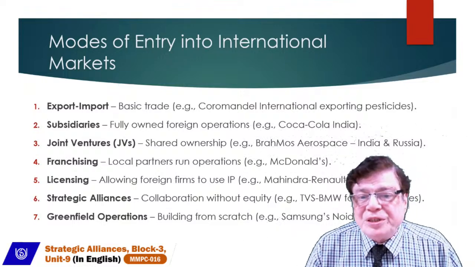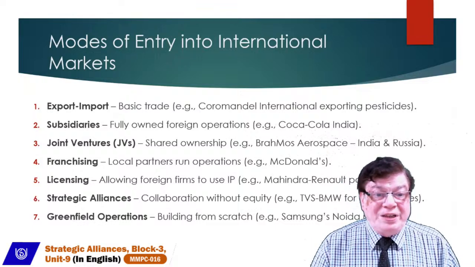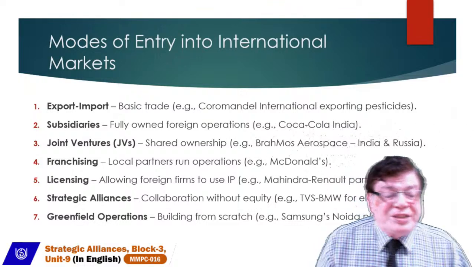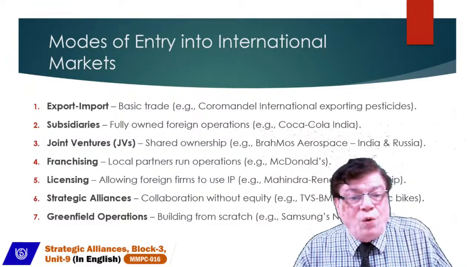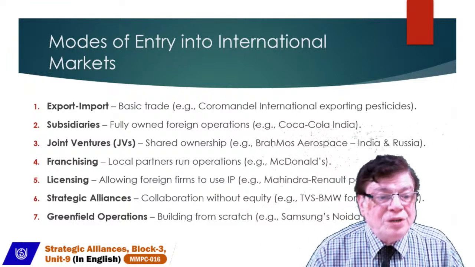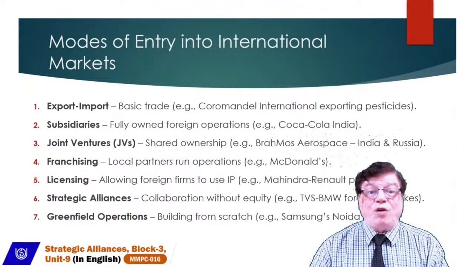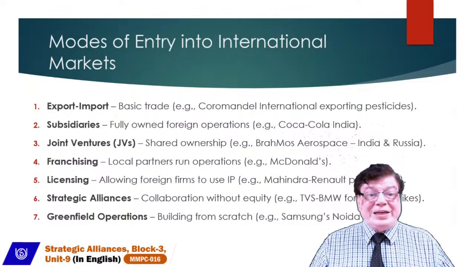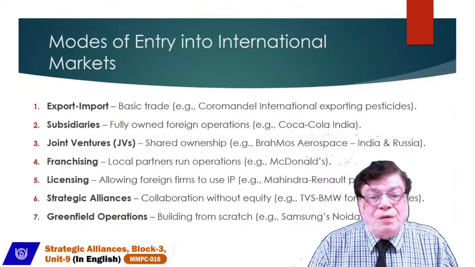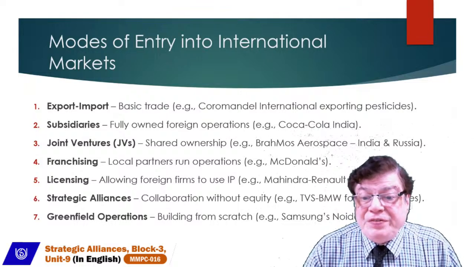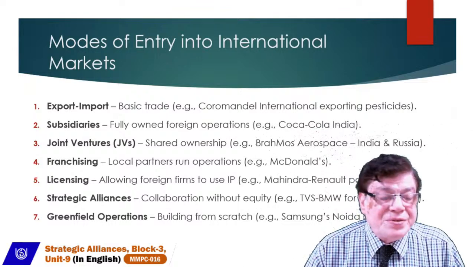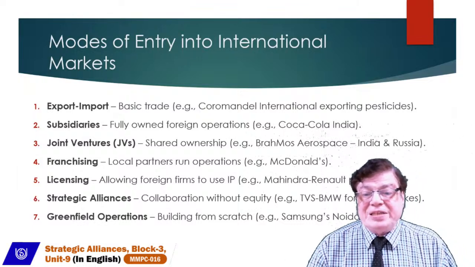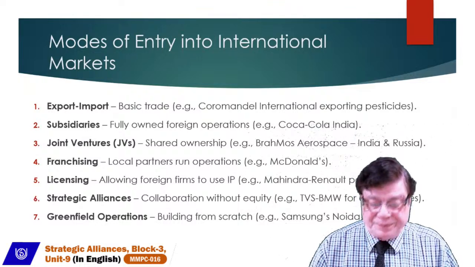Subsidiaries, fully owned foreign operations, that is Coca-Cola India. Joint ventures, shared ownership, that is BrahMos Aerospace, India and Russia. Franchising, local partners run operations, that is McDonald's. Licensing, allowing foreign firms to use IP, that is the Mahindra Renault partnership. Strategic alliances, collaboration without equity, that is TVS, BMW for electric bikes. Next is greenfield operations, building from scratch, that is Samsung's Noida plant.